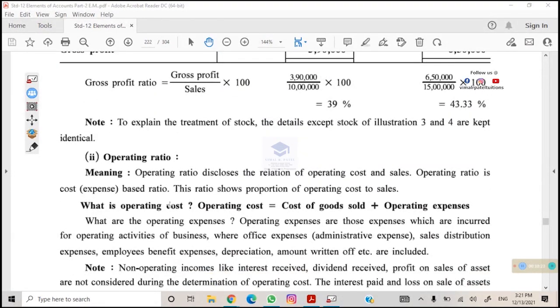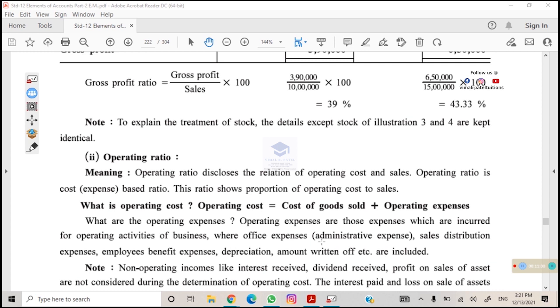Then operating ratio. Operating ratio discloses the relation of operating cost and sales. Now what is operating cost? So operating cost means cost of goods sold plus operating expense. The expenses which are needed to operate or to run the business. So operating expense includes administrative expense, sales and distribution expense, or you can say selling expense, marketing expense, employee benefit expense, depreciation, and amount written off, that is amortization. So all these are included in operating expense.